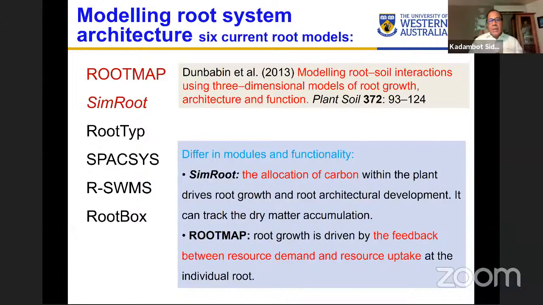In the case of the SimRoot model, the allocation of carbon within the plant drives the root growth. The carbon is produced after photosynthesis, and then carbon is partitioned between various shoot organs, but also it comes to the root because root doesn't do photosynthesis. Root takes the water and nutrients, but root should also get the resources. And the root architectural development can track the dry matter allocation and accumulation. In RootMap, which we use, root growth is driven by the feedback between resource demand and resource uptake at the individual root. So it's a biophysical model with clear physiology and genetics and the fundamental plant growth attached to it.